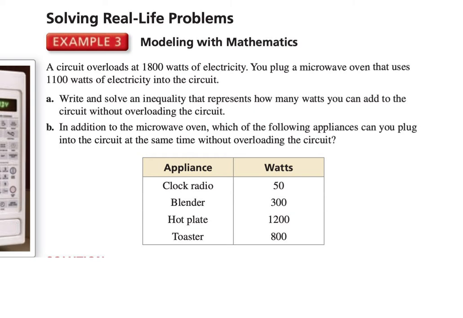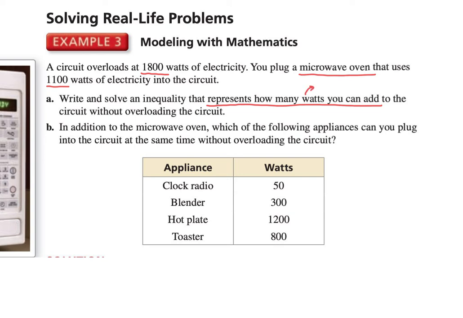All right, so first thing that we do for pretty much any problem is we want to underline the things that are very, very important to us. We are given that the circuit holds 1,800 watts of electricity. Our microwave oven that we just plugged in takes up 1,100 watts of that circuit, okay? So we take 1,800 and we've got 1,100 used. We need to solve an inequality that represents how many watts you can add to the circuit without overloading the circuit. This is going to be our variable.